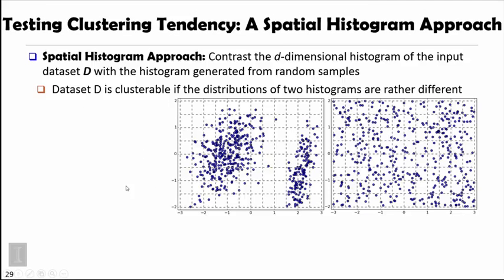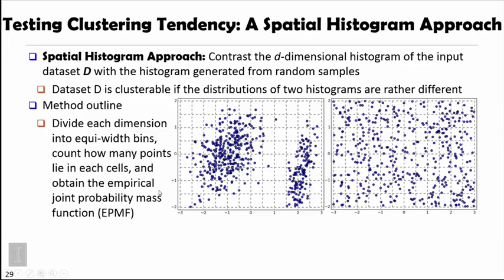For the spatial histogram approach, the general philosophy is we try to construct a d-dimensional histogram of the input. For example, this is 2D, we may construct a two-dimensional histogram for the input data set D, and compare it with the histogram generated from random samples. That means we want to compare the figure on the left and that on the right. The data is clusterable if these two histogram distributions are rather different. That means they really generate very different distributions, then likely this data set is clusterable.